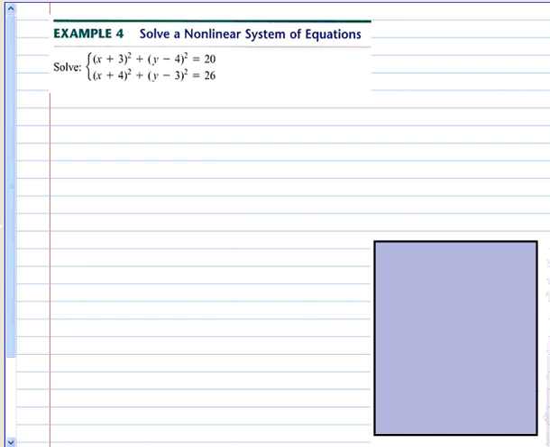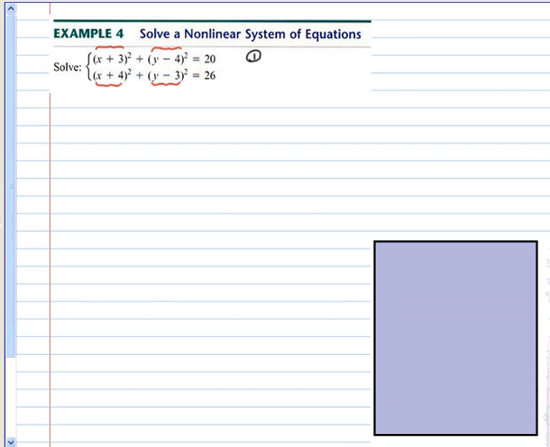Example number 4. In this one, we are going to have to multiply out our binomials that are squared before we can do any work on them. Both of those binomials in the first equation, we're going to have to multiply out. And the same thing in the second equation. We are going to have to multiply them out.